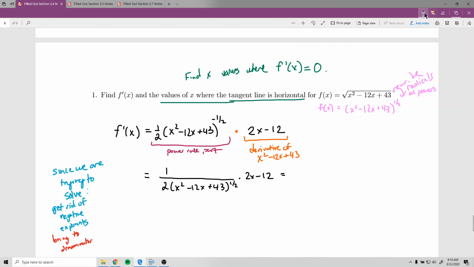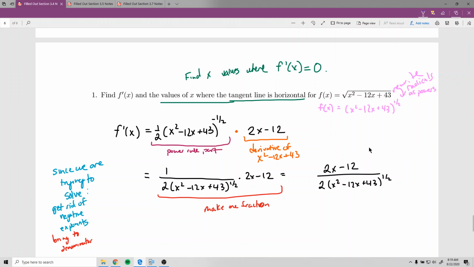And yeah, I'd go one step further, like we did with a lot of the other problems when we did derivatives of logs, we got a lot of multiplications of fractions. Just go ahead and make it one fraction. Right, so when you deal with actually working with derivatives, you want to simplify as far as possible. So 1 times 2x minus 12 is 2x minus 12 over 2 times x squared minus 12x plus 43 to the 1/2 power.